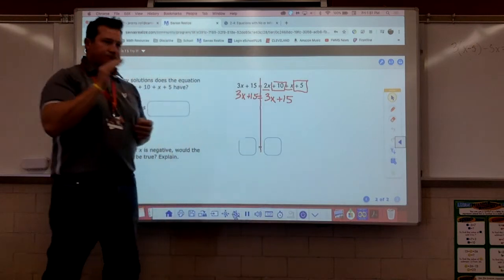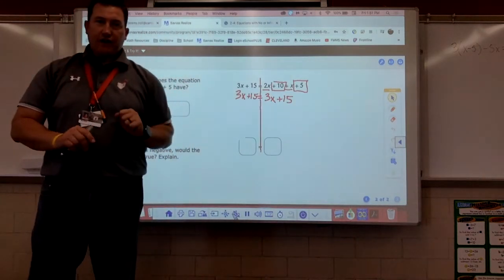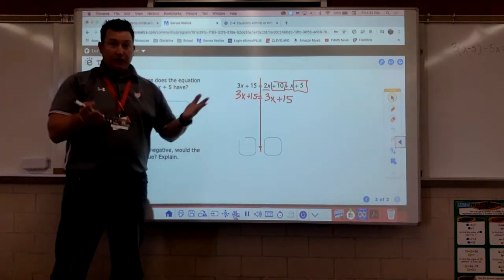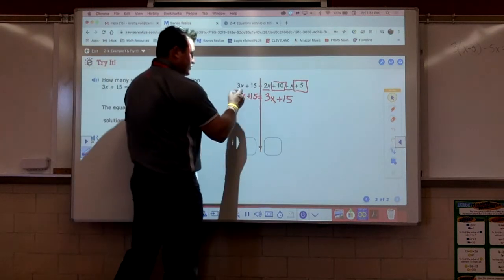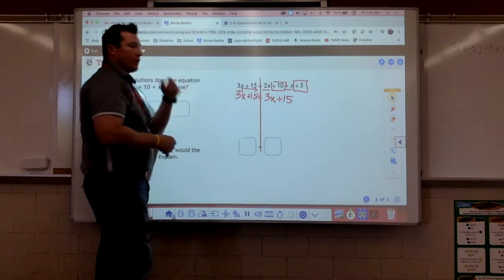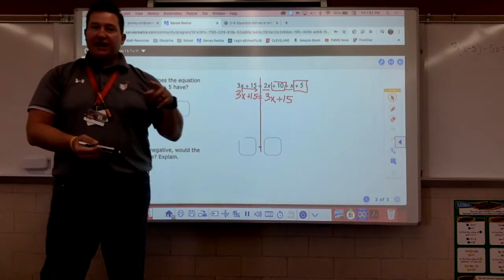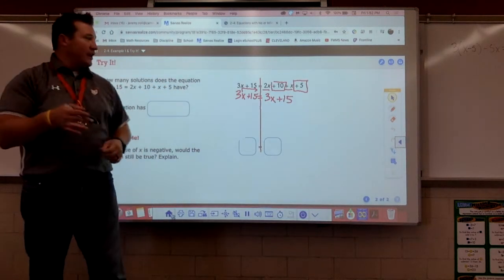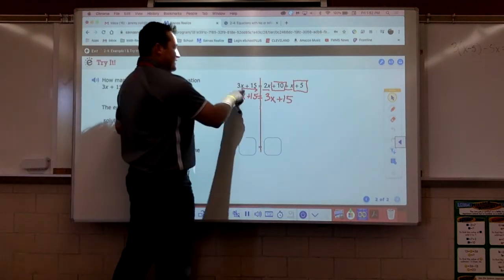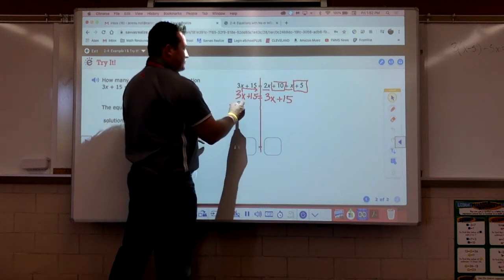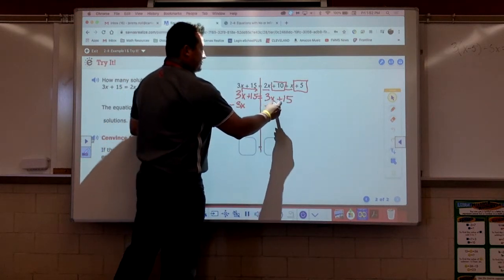All right. Here we go. Move the smaller variable. Maybe you look at it and go, I don't really know which one's smaller, so I'm just going to choose to move this one over here. So we're going to keep doing what we do, right? Anytime we go across that line, we've got to do the opposite operation. So this is a positive 3x, so we will subtract 3x.